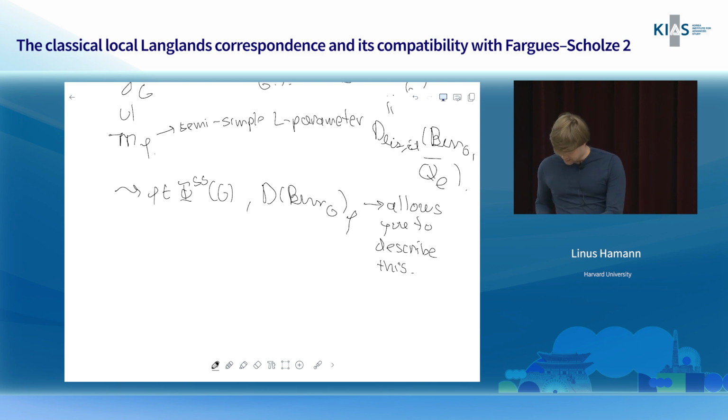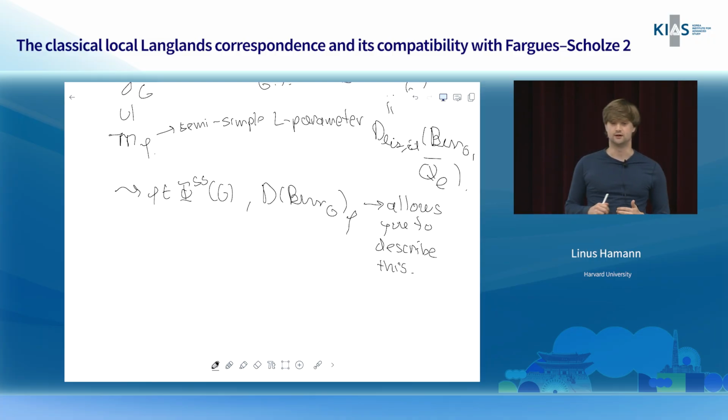Okay, are there any questions on the basic motivation for what we're doing here? So why is it useful to consider this localization? Sorry? Why is it useful to localize it?